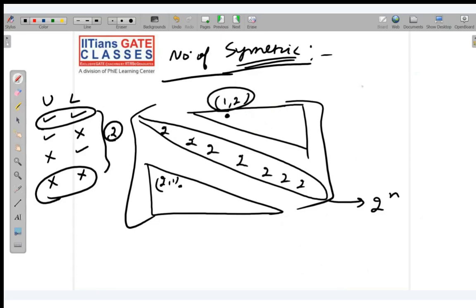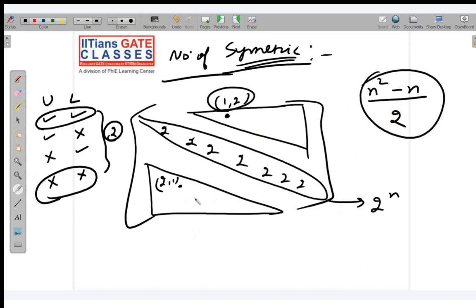I will simply say, if total elements are n square minus n, since the diagonal is over, divided by 2. The number of elements in upper and lower will be the same, right? So that's why we will divide it by 2. So these are the total elements in either upper triangular or lower triangular, and number of possibilities are 2. So for each of them two possibilities, so 2 power this.